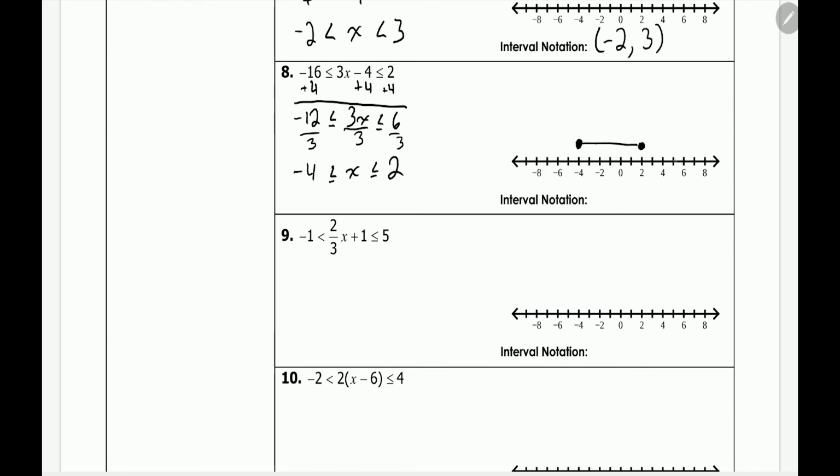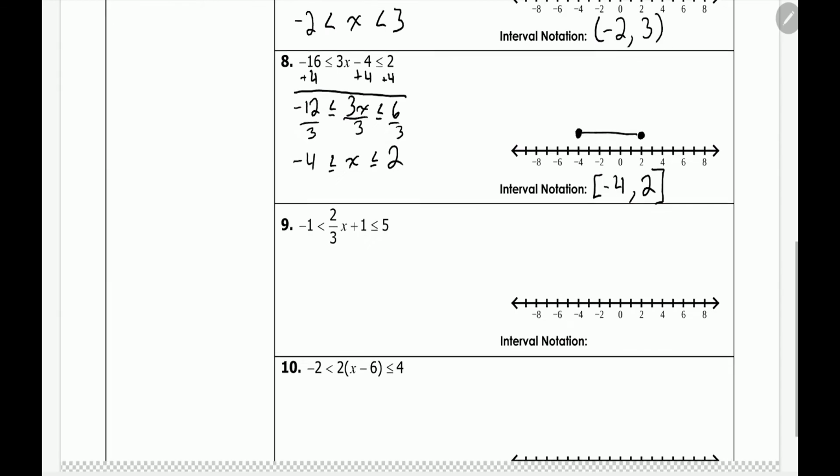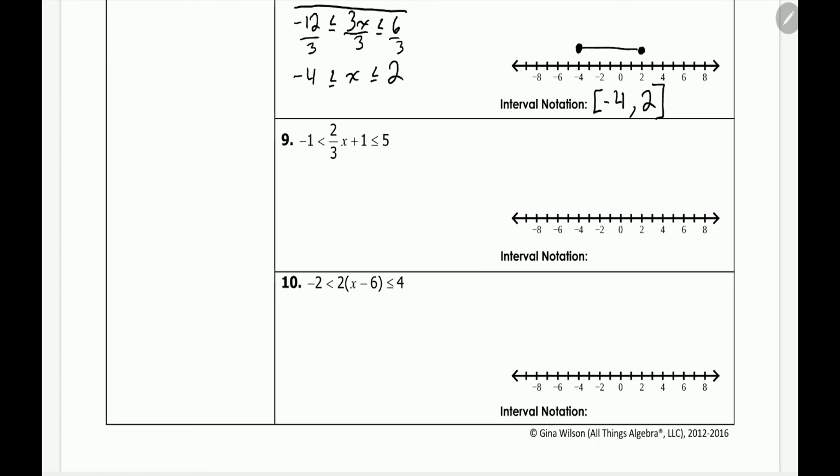And now for our interval notation. From the left, we stop at -4. It's a closed circle, so we have a bracket, comma. We go to 2. It's also a closed circle, so there's a bracket, and that's our interval notation. Let's take a look at number 9.